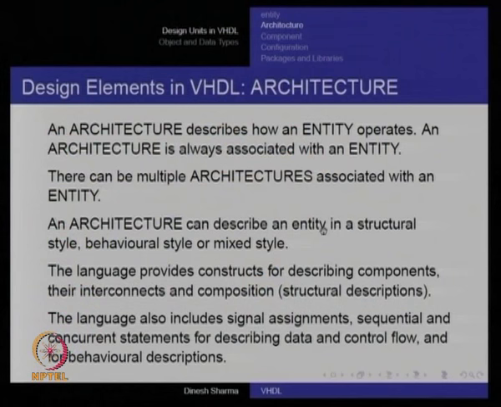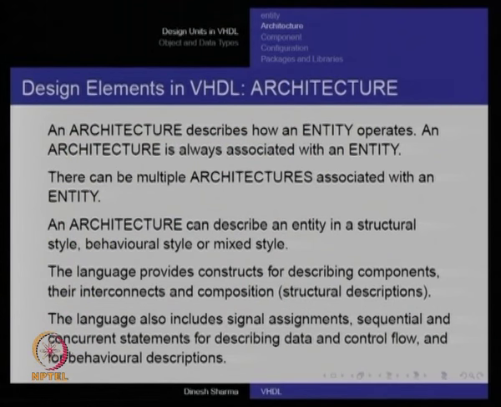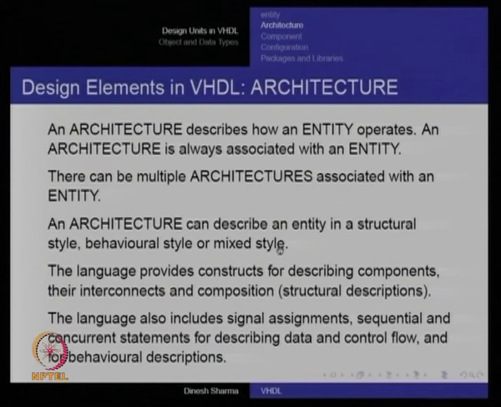What does the architecture do? It describes how the entity actually operates. That means the logic of operation of this entity. Remember, entity architectures are templates for possibly multiple occurrences of a device. Now, an architecture can describe an entity in a structural style, in a behavioral style, or indeed in a mixed style. That means the architecture could describe this piece of hardware as an interconnection of other components, or in a what-happens-when kind of style, or indeed mixed. That means part of it is what-happens-when kind of logic, and the rest is a description of interconnection of various pieces of hardware.